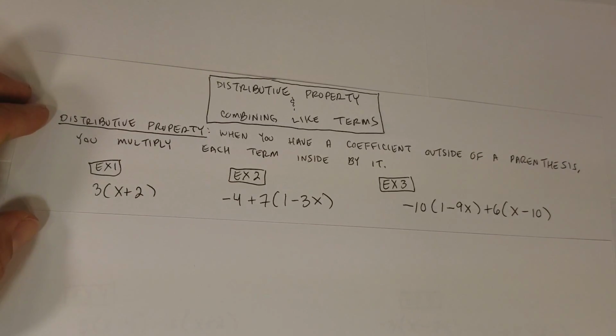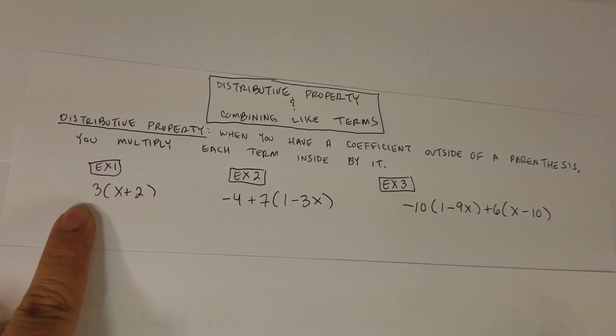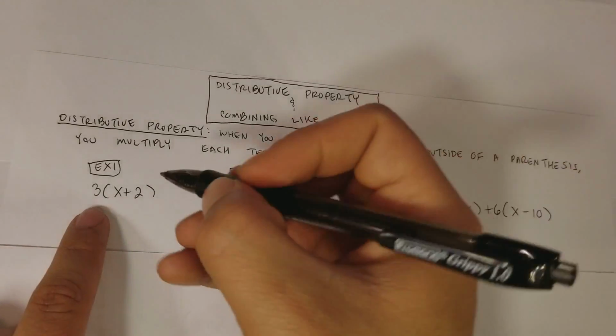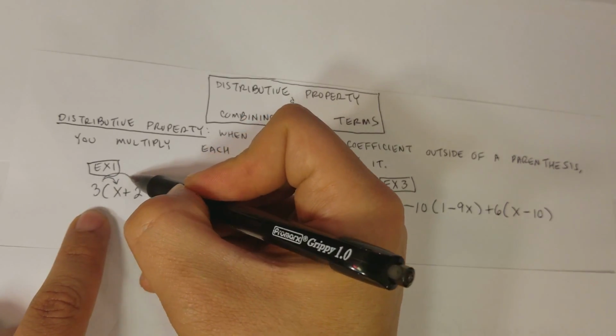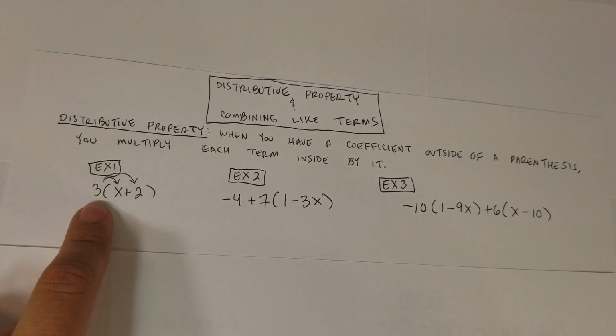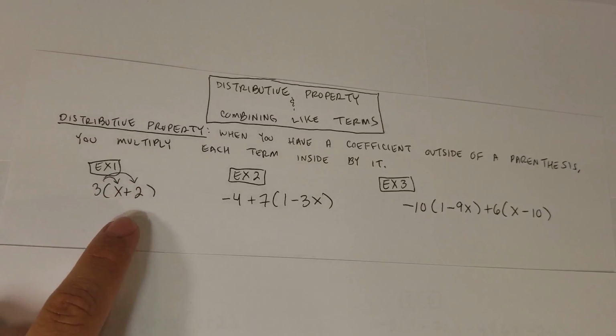So example number 1, 2, and 3, this is what they look like. So example number 1, if we want to use the distributive property, that says that you have to simplify by multiplying every single number inside by that number. So in this case, for example 1, we have to multiply the 3 by the x, and also the 3 we have to multiply by 2. I like to draw the arrows. Don't forget to draw the arrows. People that don't draw the arrows are the people that forget to multiply a term, like the last one. So don't forget to draw the arrows.